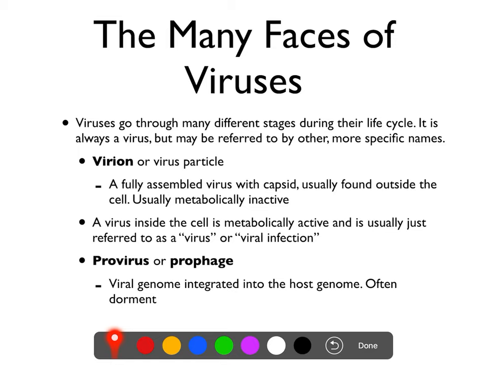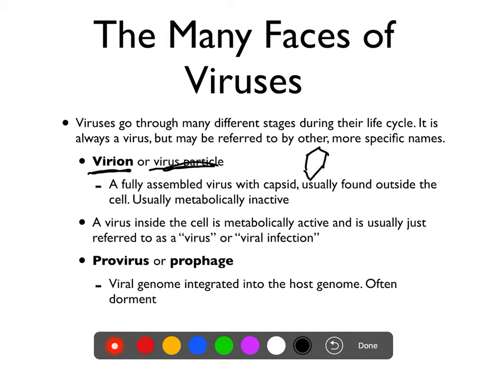So, what are the different forms that viruses can adopt? There are actually several terms that apply to viruses in different states of their life. I mentioned that all viruses have an extracellular state and an intracellular state, and these are very different parts of their life cycle. A virion, or virus particle, is a virus that has its protein coat on and is typically found outside of the cell. So this is those pictures that I was just showing you.